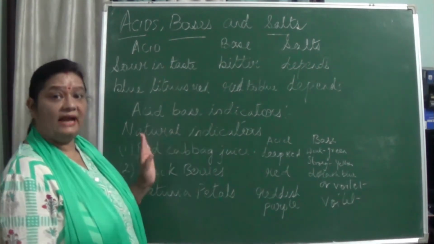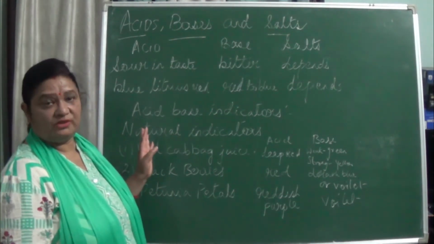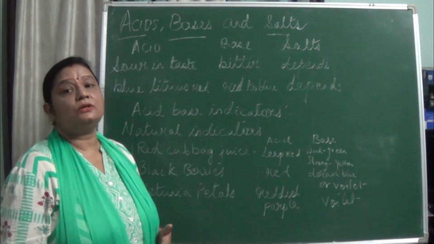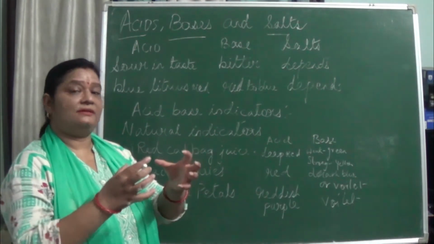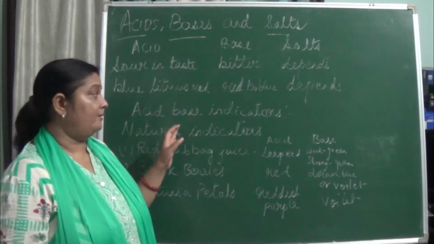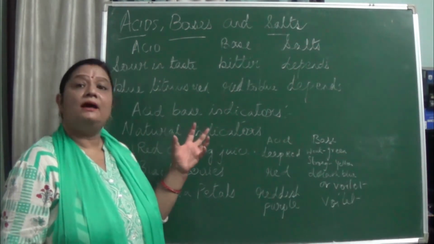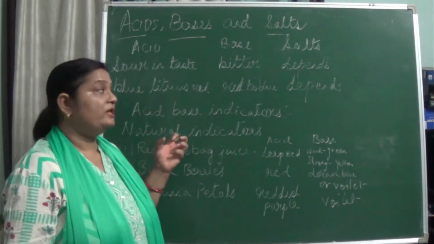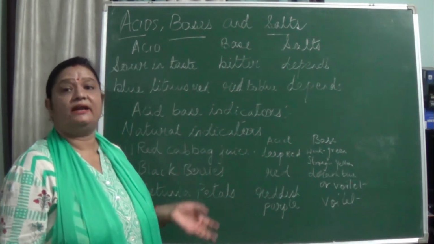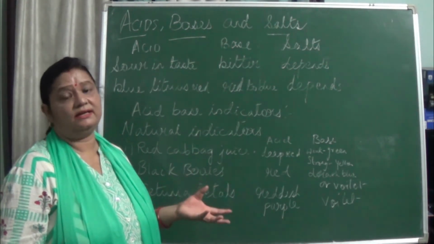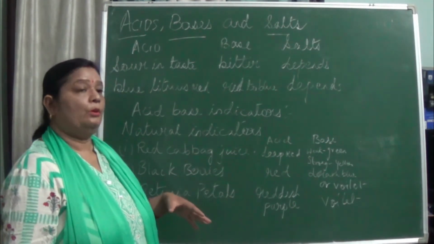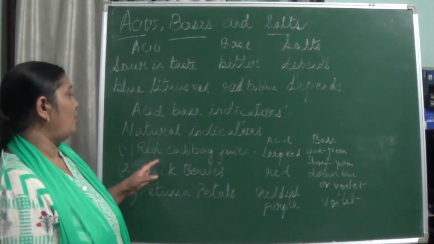When we are talking about natural indicators, we talk about litmus first. What is this litmus? From where is it extracted? It is extracted from lichens. What are these lichens? They are a symbiotic relationship between algae and fungi, and that forms lichen. From lichen, this litmus is extracted. Its natural, neutral color is purple.